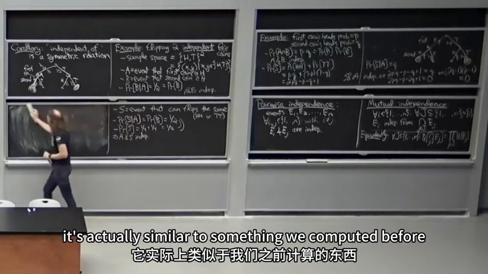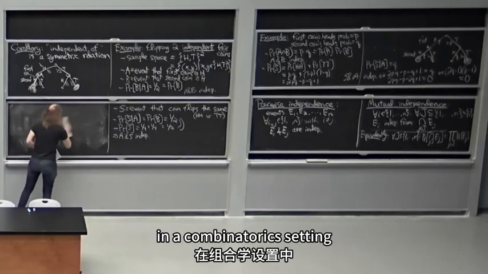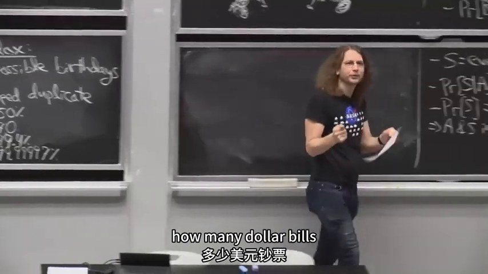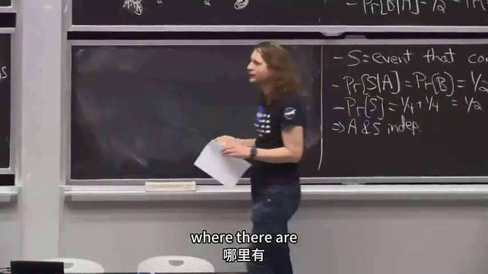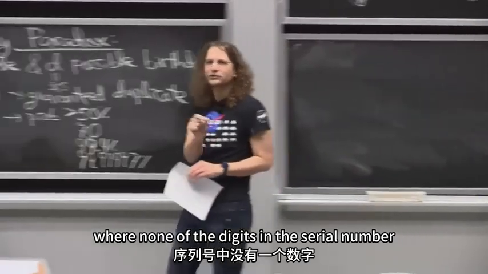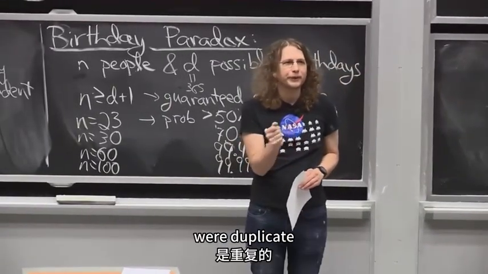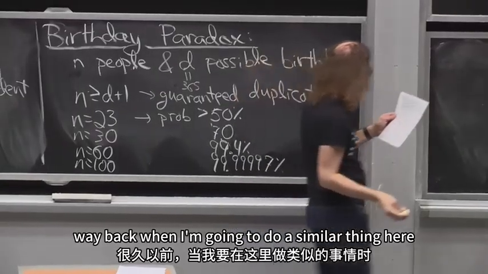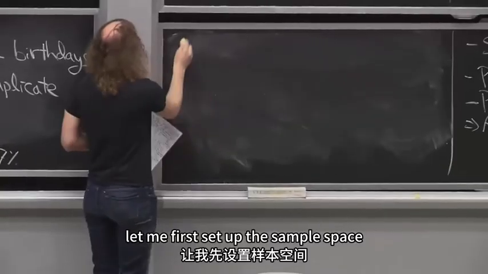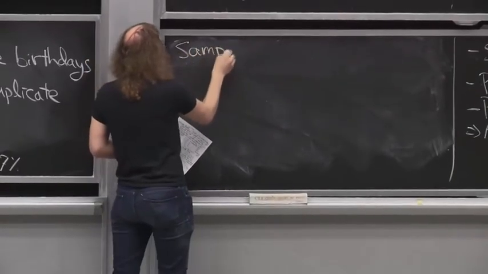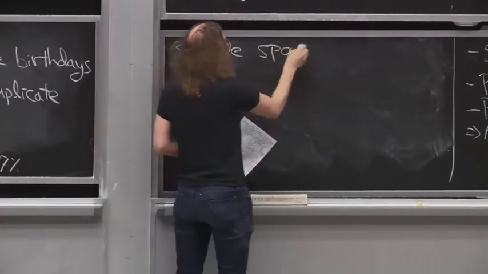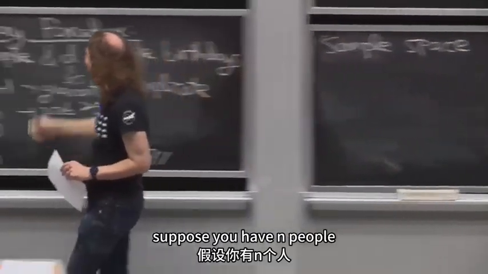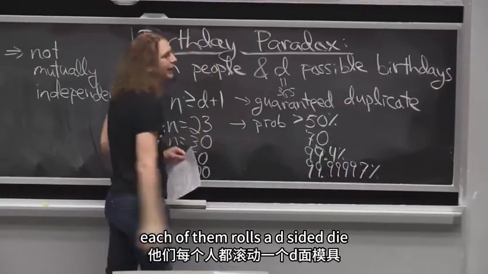It's actually similar to something we computed before in a combinatorics setting, which was how many dollar bills are there where none of the digits in the serial number were duplicate. Right? So we computed that way back when. I'm going to do a similar trick here. Let me first set up the sample space. This is like coin flipping, but more like dice rolling, I suppose. You have n people. Each of them rolls a d-sided die.